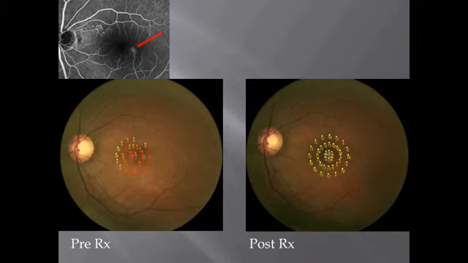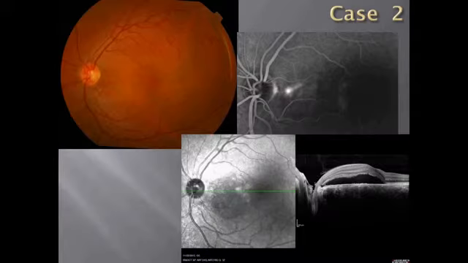And this is the site of the leak, where if you look at the leakage site and the laser done, it's hardly showed up. It's a minimal laser which is done. It does not show up too much on the microperimetry.